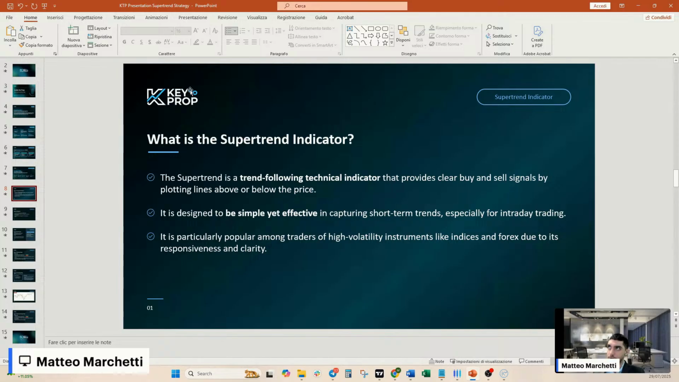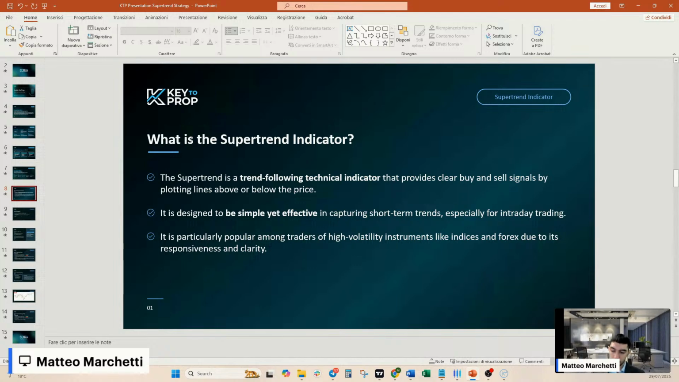But I will be very, very brief in this explanation. So the super trend indicator is first of all a trend following indicator. It provides a clear buy and sell signal, like plotting a line above or below the price. So it's very, very simple to use. And in fact, it is designed to be simple yet effective, and especially for intraday trading.